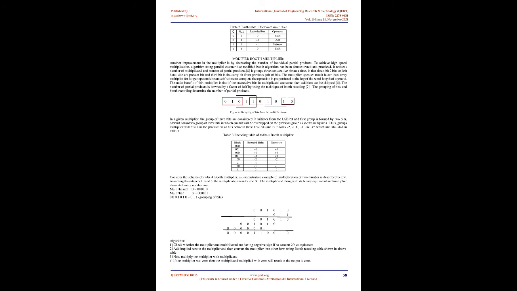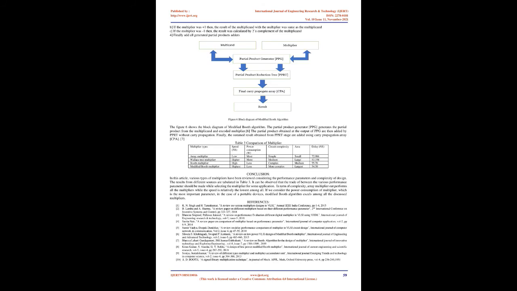The multiplier operates much faster than an array multiplier for longer operands because its time to complete the operation is proportional to the log of the word length of the operand. The main benefit of this multiplier is that if the successive bits in the multiplicand are the same, then addition can be skipped. The number of partial products is reduced by a factor of half by using the technique of Booth recoding. The grouping of bits and Booth recoding determine the number of partial products.